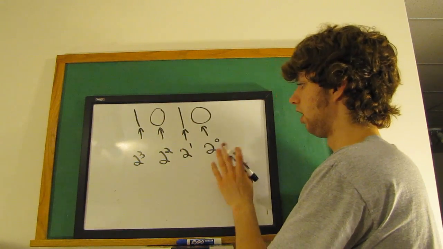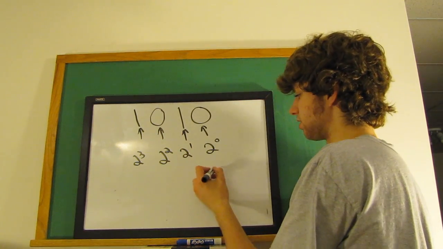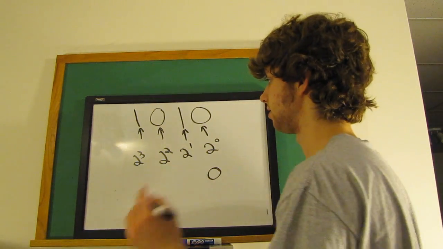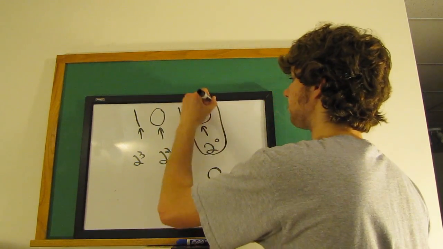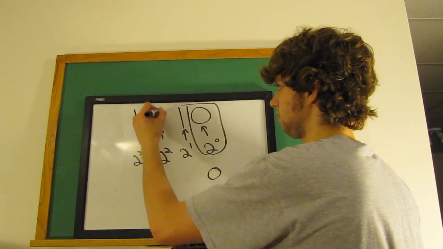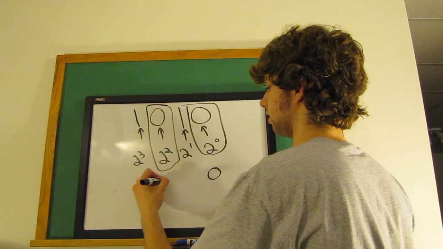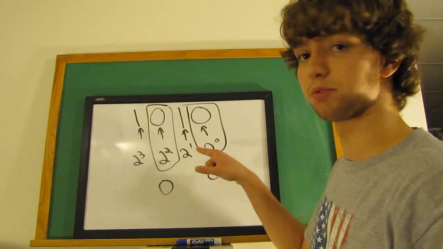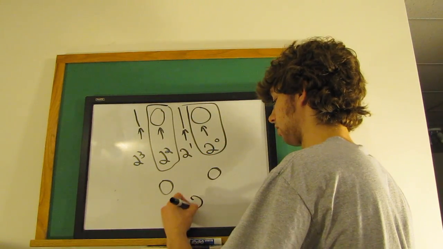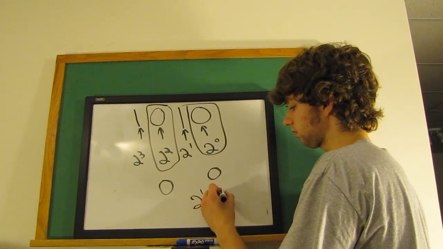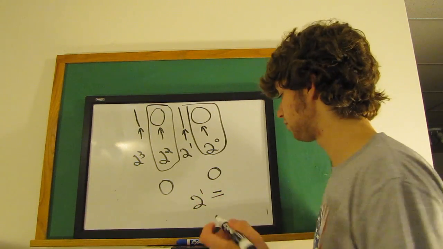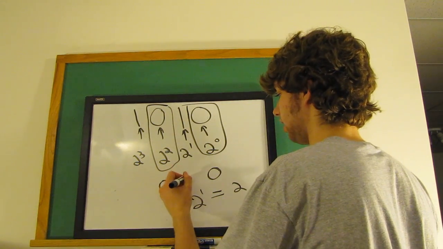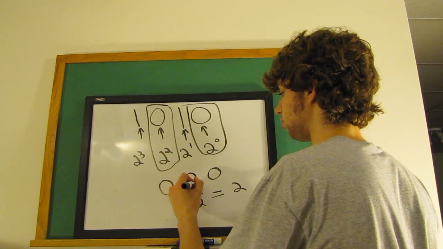How many of these do we have? 0. That means it's automatically 0. If it's 0, you don't even have to do the math, it's 0. So this one right here is equal to 0, so we drop down to 0. This one right here is 0, so we drop down to 0. Now all we have to worry about is 1 times 2 to the 1st power. So 2 to the 1st power, that's basically 1 copy of 2, so we get 2. 1 times 2 is 2.